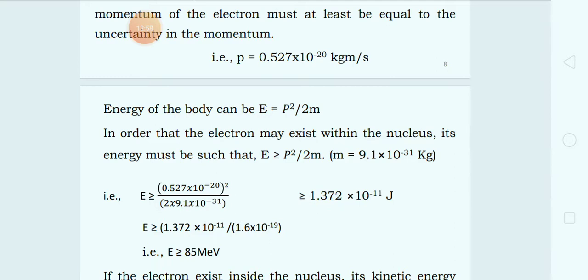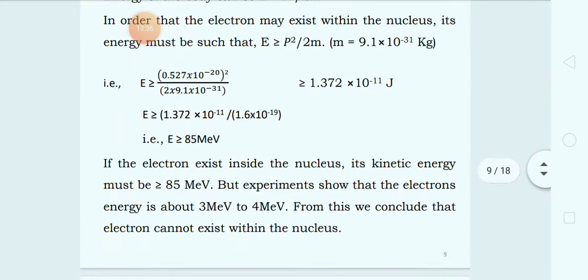Now if you substitute the value of mass of the electron, that is 9.1 into 10 power minus 31 kg, and the momentum value which we have taken from the previous discussion, that is 0.527 into 10 power minus 20, this will lead to the energy as 1.372 into 10 power minus 11 joules. You convert this energy into electron volt, it is approximately greater than or equal to 85 mega electron volt.